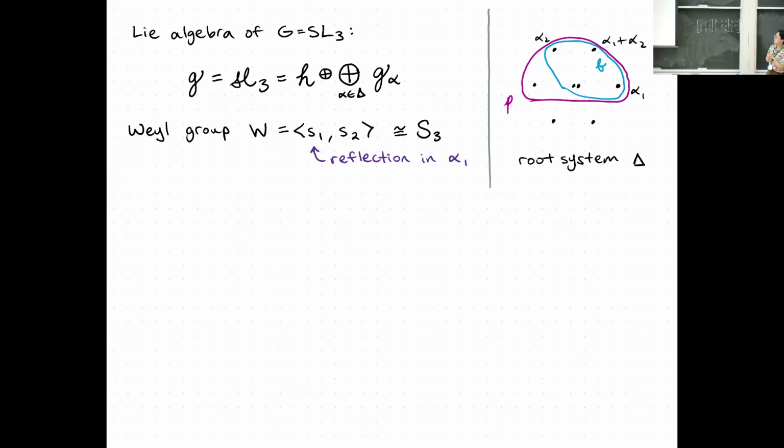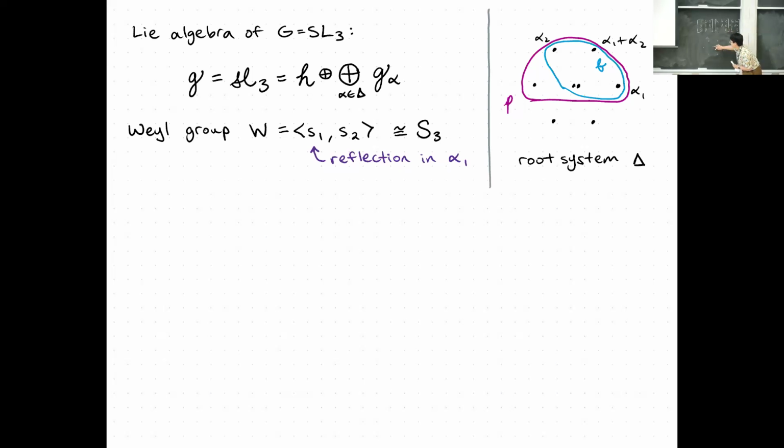Another part we'll need is the Weyl group, which is generated by the simple reflections. This one I will also draw out to illustrate the reflection part. So this is the same picture.